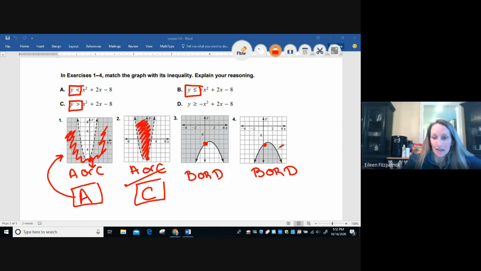Y is less than. Here's -8. Where are the y values less? They're less if you move down. You would shade this region. So this one is B.